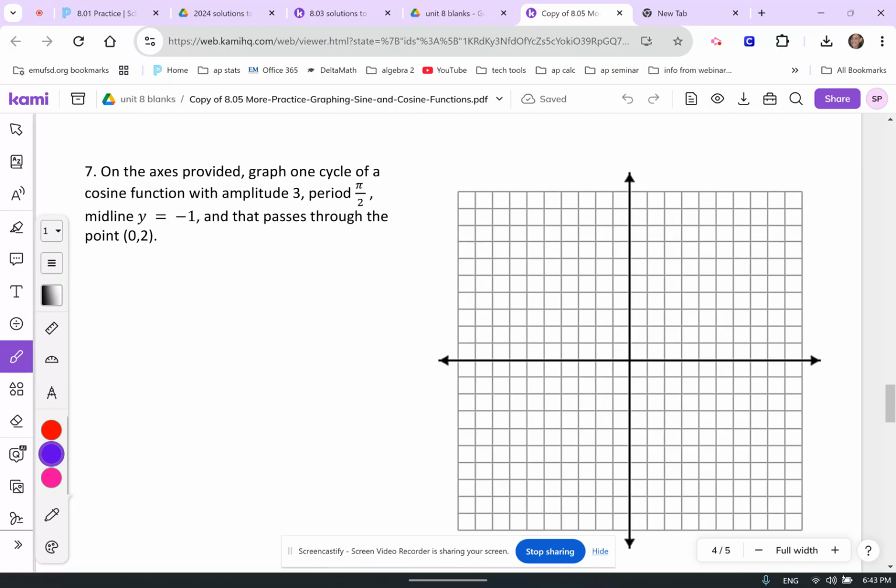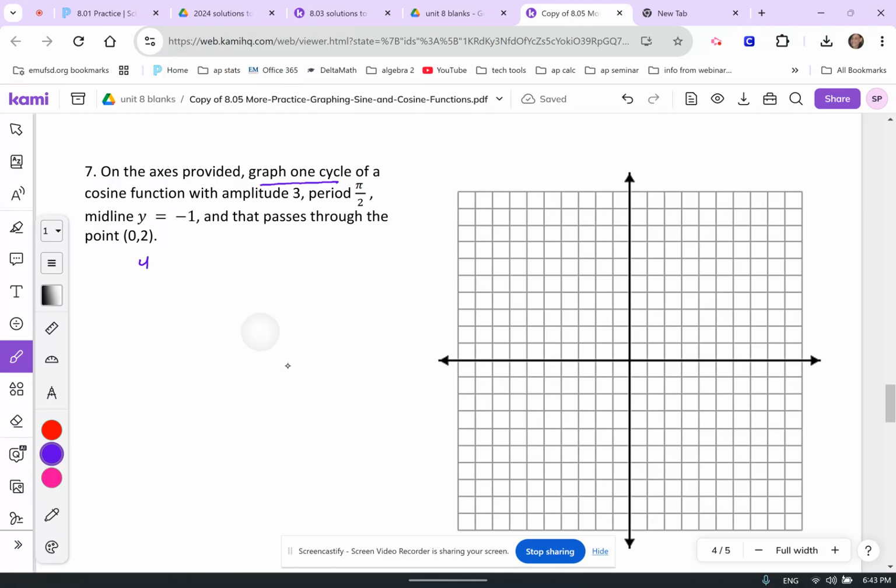In this video, I'm going to go over example number 7. This is another type of Regents question that you'll often see. They ask, on the same set of axes provided, graph one cycle, so you only have to graph one cycle, of a cosine curve with an amplitude of 3, a period of pi over 2, a midline of y equals -1, and that function is going to pass through the point (0, 2).